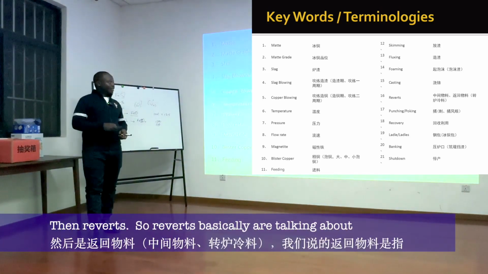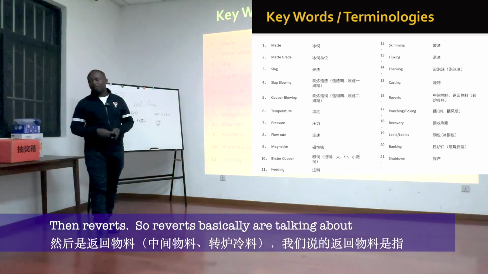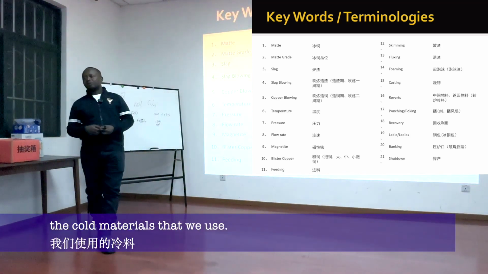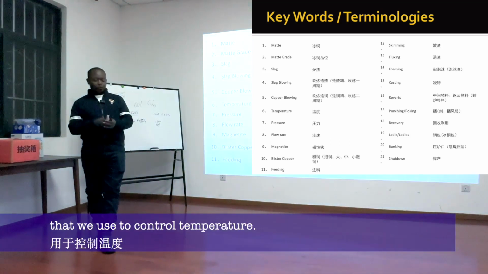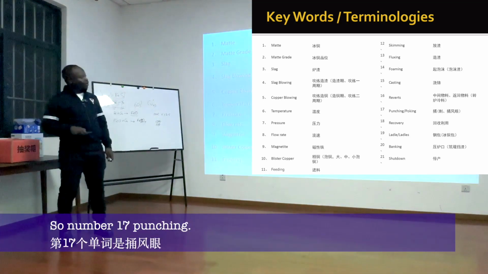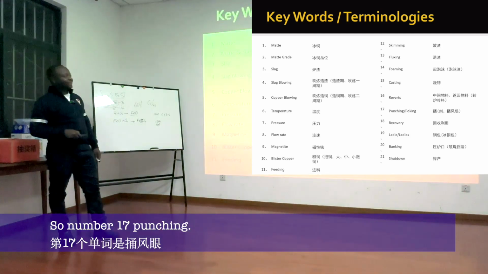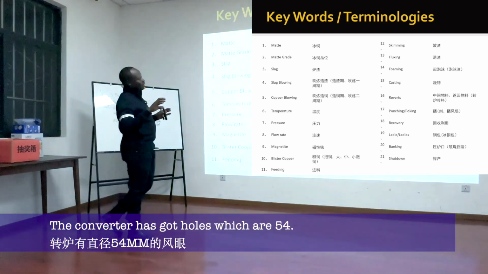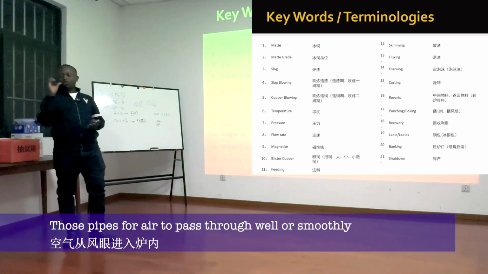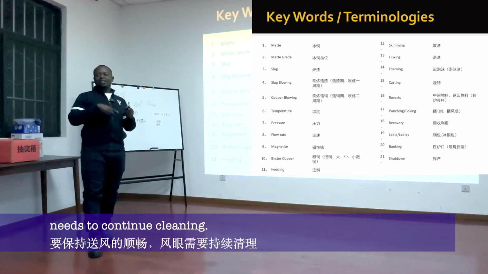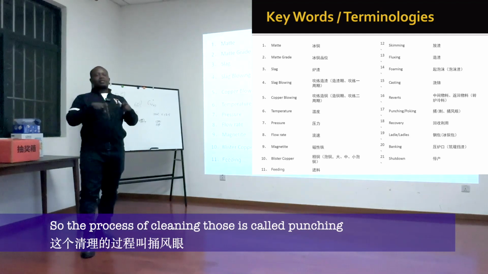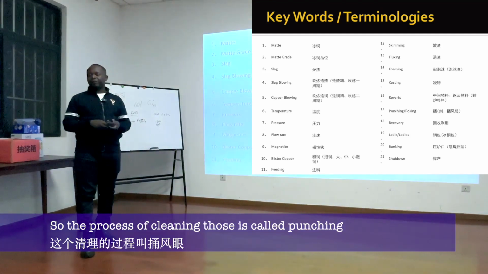Then riffles. So riffles, basically, you're talking about the cold materials that we use. Can be copper or some material which has a lot of copper that we use to control temperature. So number 17, punching. The converter has got holes which are 54. Those pipes for air to pass through smoothly need continuous cleaning. So the process of cleaning those is called punching.